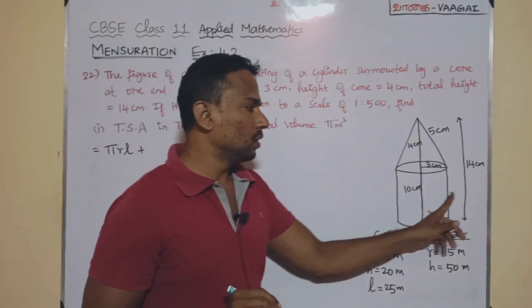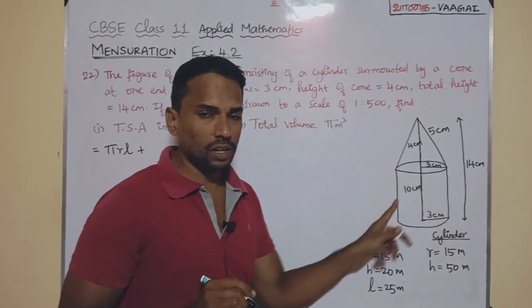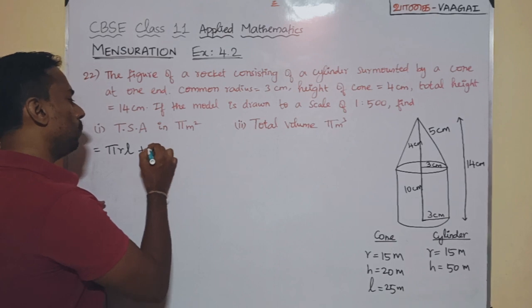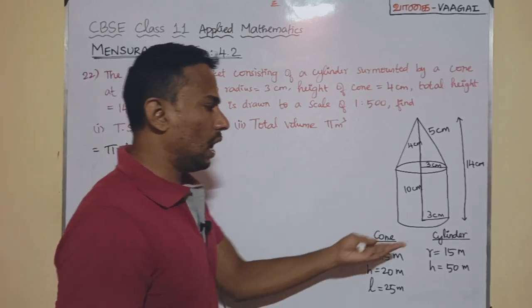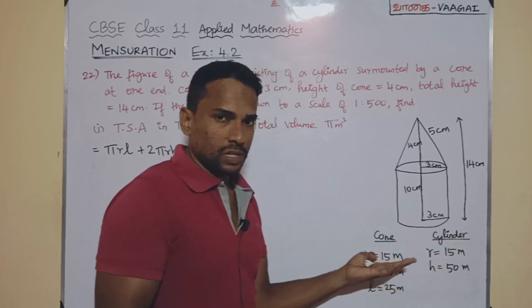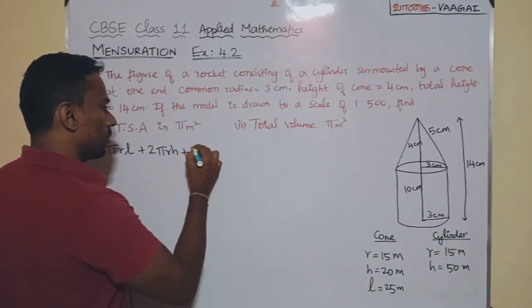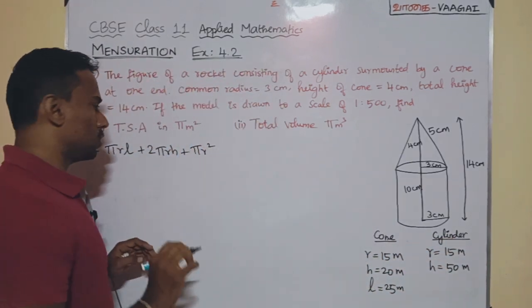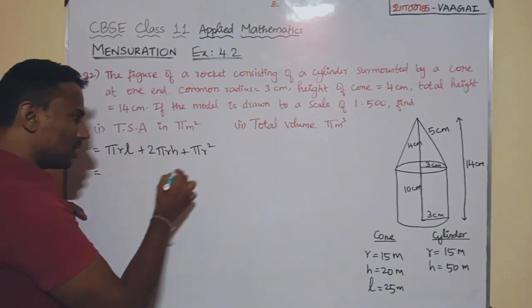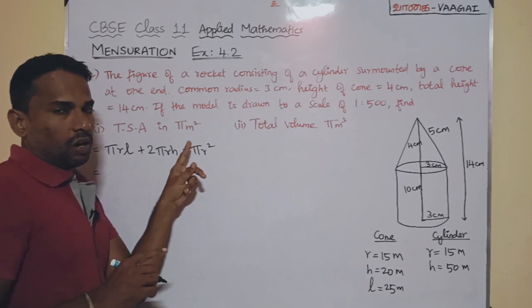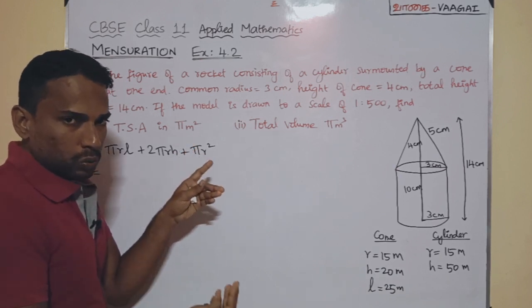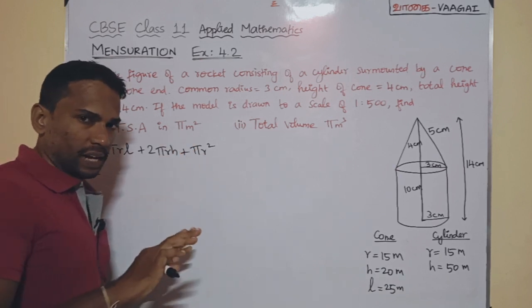the curved surface area of the cylinder, which is 2 pi RH, plus. Last one, you have a base there. That base is going to be a circle, right? Which means pi R square. So these are the things you have here. Now when I simplify this, you will be able to get the answer. Remember, we don't have to use the value of pi here. We will keep it as pi itself.